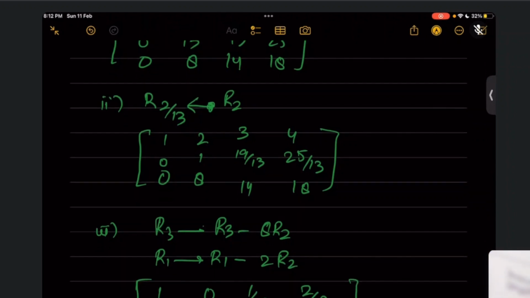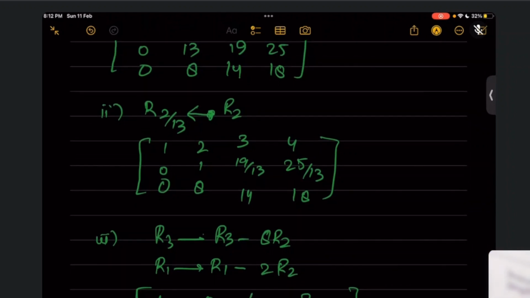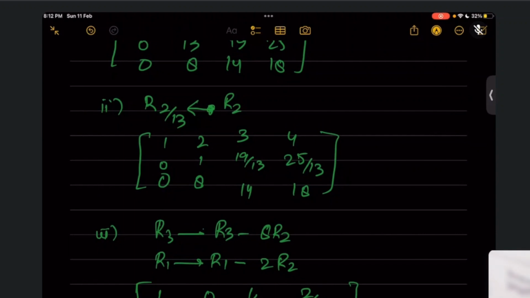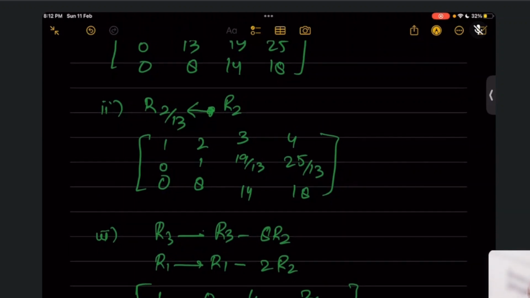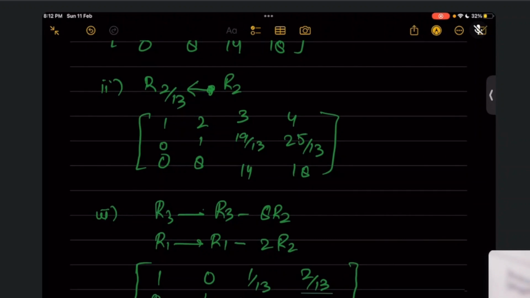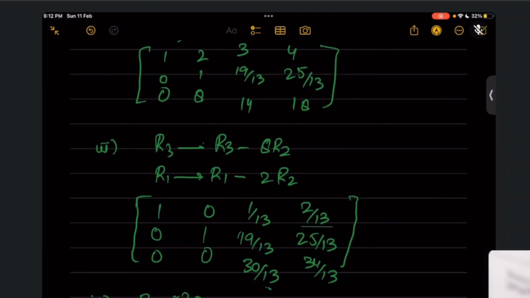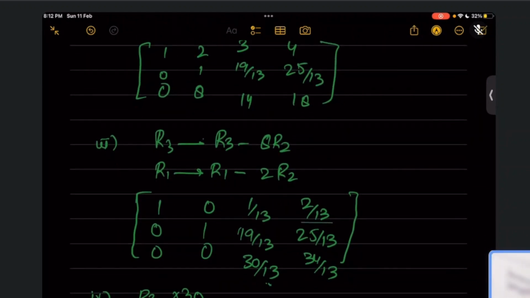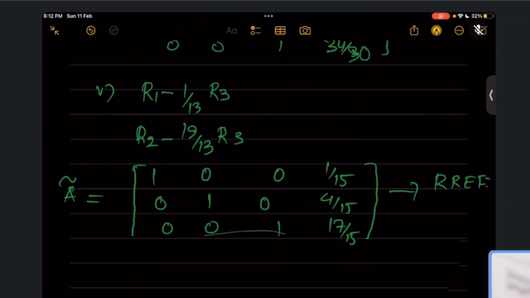First I kept 1, 2, 3, 4, then 0, 1. Yeah, but see, you can keep 1, 2, 3, 4 as it is, but then you have to make this second row 0, 1, 0, 19 by 13, 25 by 13. Third row 0, 0, 1, 17 by 15. Like that I got. See, row transformations can be different, but ultimately you should be getting this RREF.